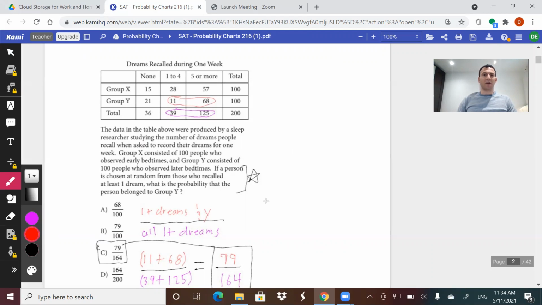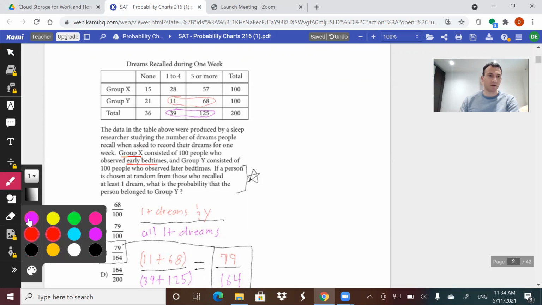The data in the table above were produced by a sleep researcher studying the number of dreams people recall when asked to record their dreams for 1 week. Group X consisted of 100 people who observed early bedtime. So group X is early bedtimes. Group Y consisted of 100 people who observed later bedtimes. If a person is chosen at random from those who recalled at least 1 dream, what is the probability that the person belonged to group Y?